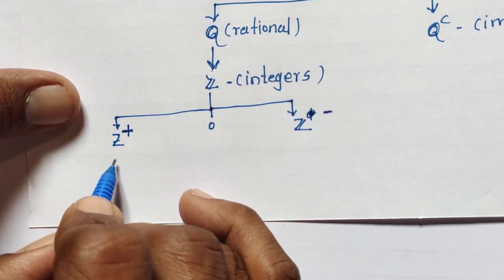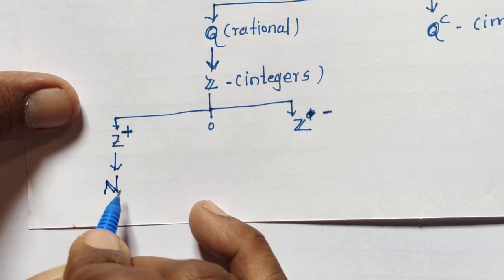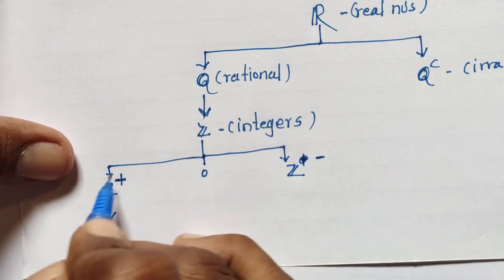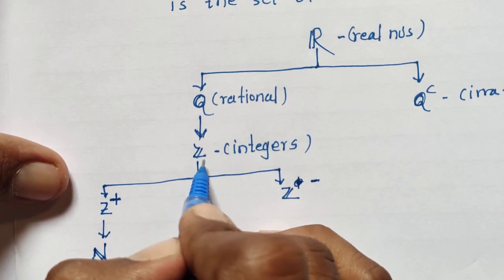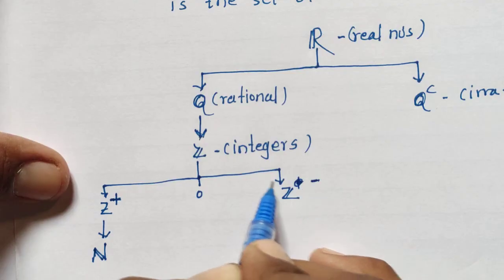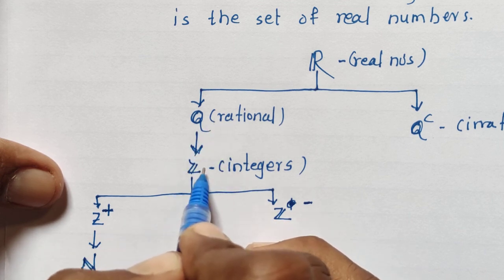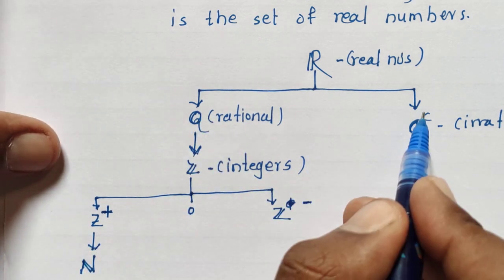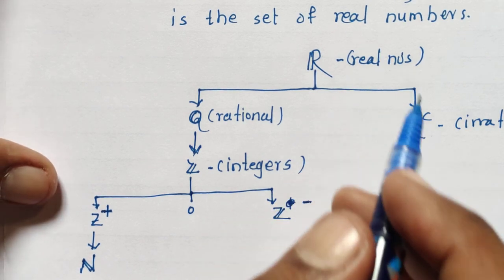Now this set of positive integers contains the set of natural numbers. So the natural numbers are a subset of the positive integers. The positive integers, 0, as well as the negative integers together form the set called integers. The integers contain the positive integers, and 0 is in the integers. The set of integers is totally contained in the rational numbers, and the union of rational and irrational numbers is the set of real numbers.